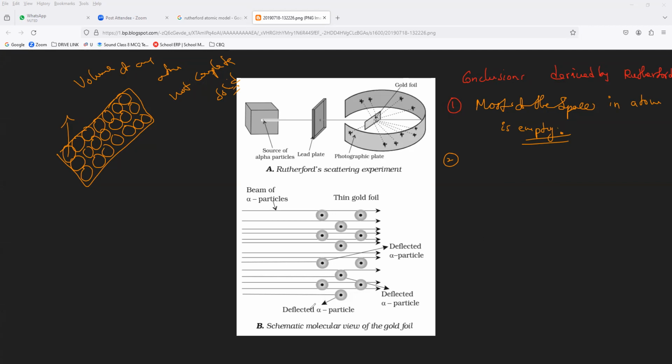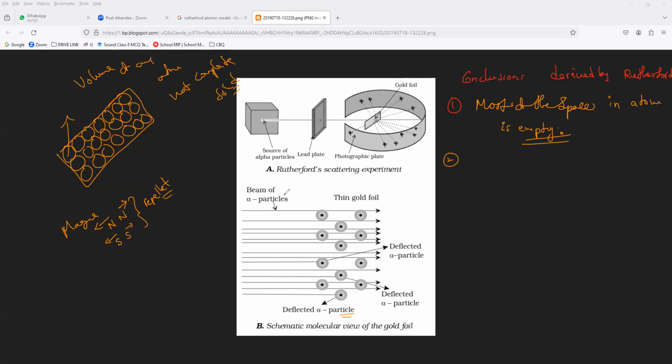Next, the second one. As we already studied magnets, same charges, for example north and north pole, will show attraction or repulsion? Repulsion. In the same way, south and south will show repulsion. So they will repel each other. In the same way, we are noticing some particles deflecting either at small angles or large angles, or bouncing back also.